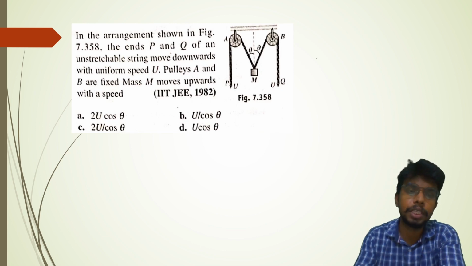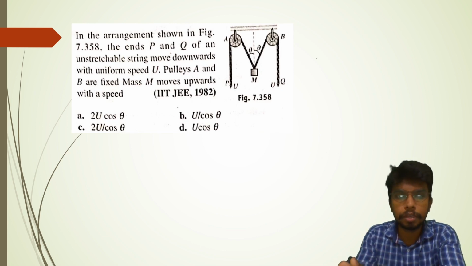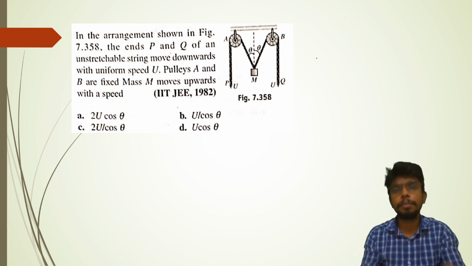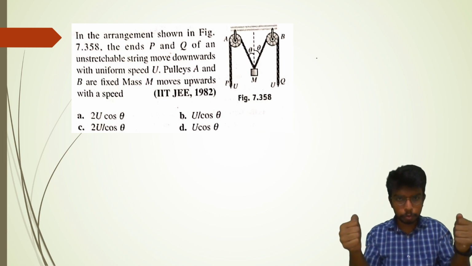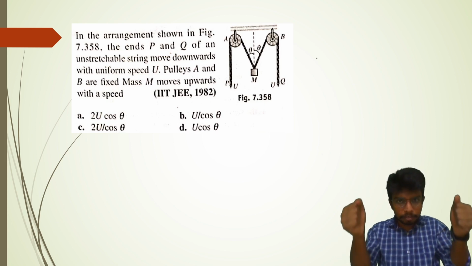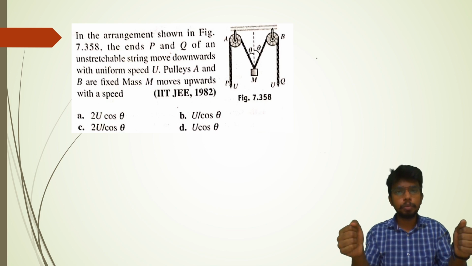It is a very famous question. In the arrangement shown in the figure, the ends P and Q of an unstretchable string move downwards with uniform speed u. Pulleys A and B are fixed. Mass M moves upwards with what speed? We need to find out that speed. It's something like a pulley sort of arrangement. You're simply pulling P and Q both with the same speed u. That means your hands are moving down with the same speed u.